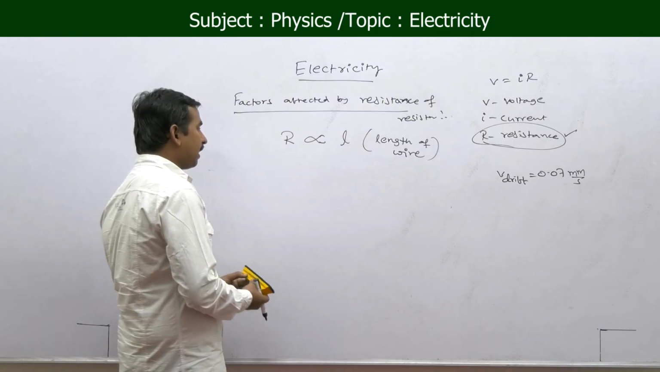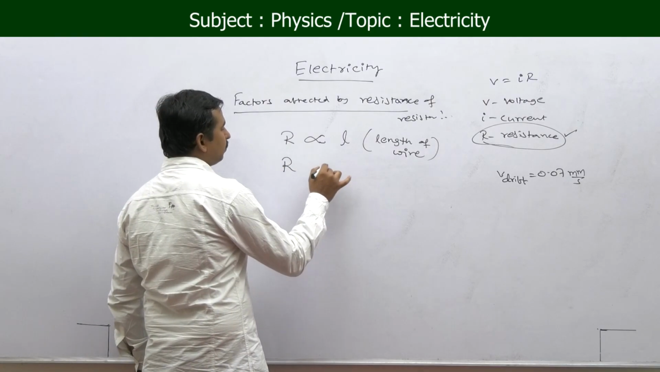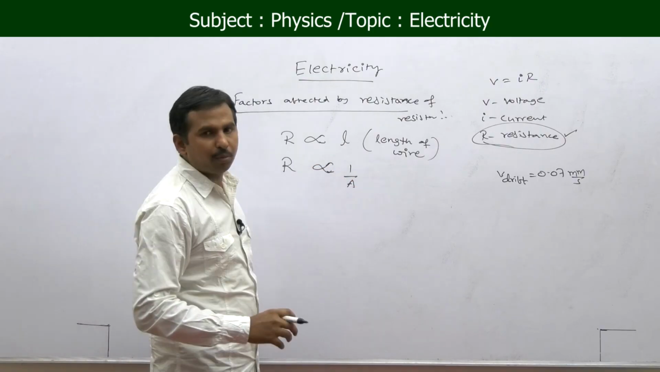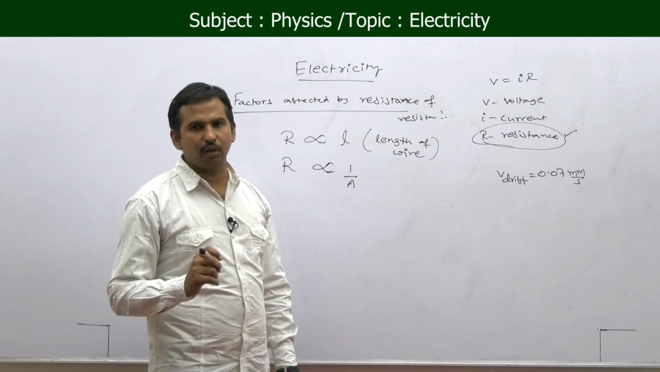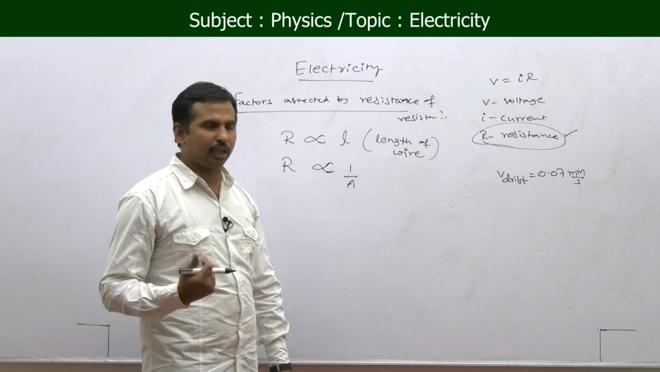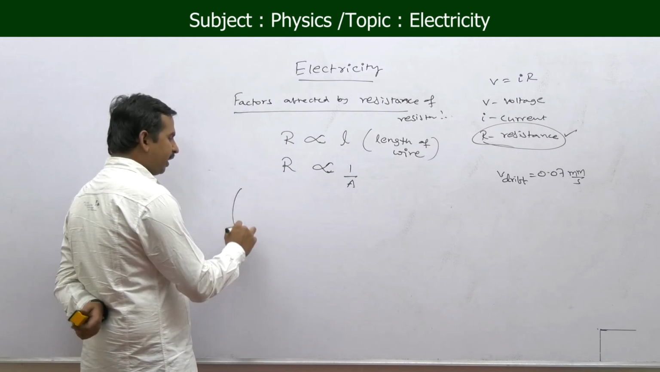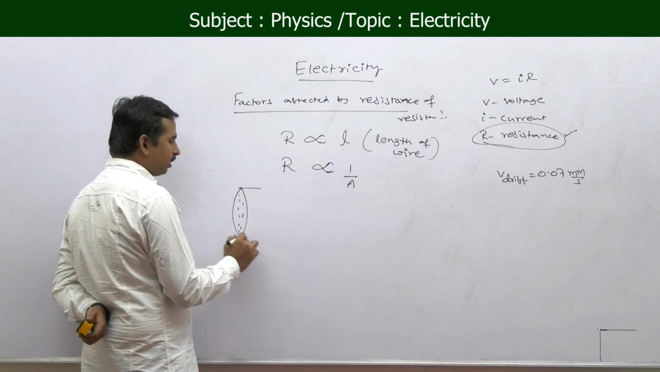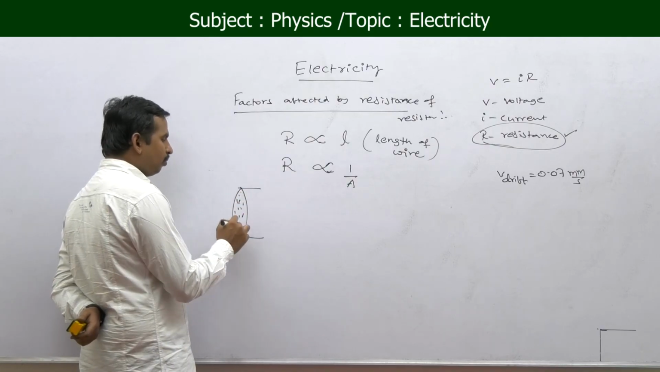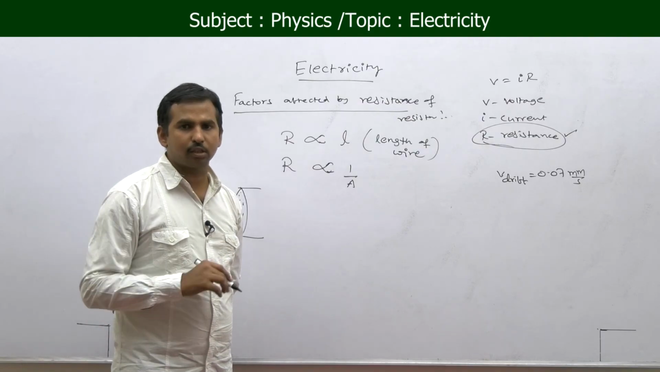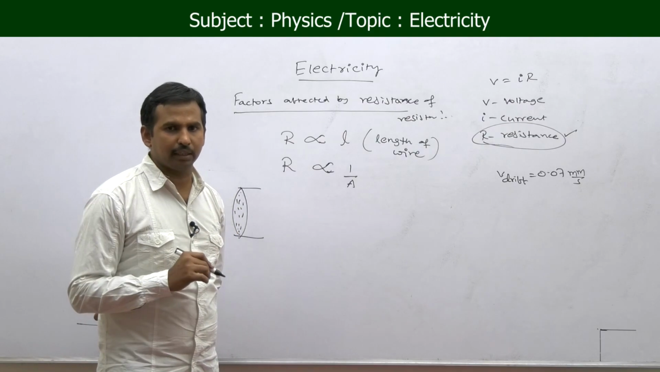And another factor we are having is that resistance is inversely proportional to the area of cross section, which is about the thickness of the wire. Area of cross section means that if the wire has more thickness, then more free electrons are available there. For example, if this is the thickness of the wire, here we have more electrons, and at the same time more positive ions, more lattice also present there.